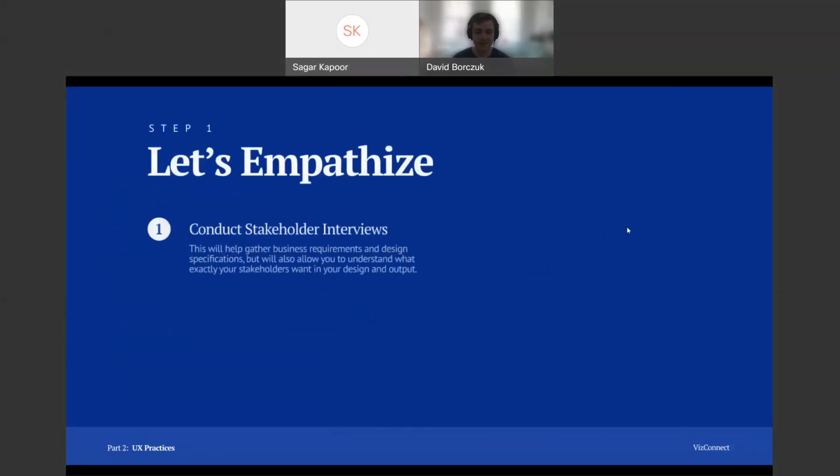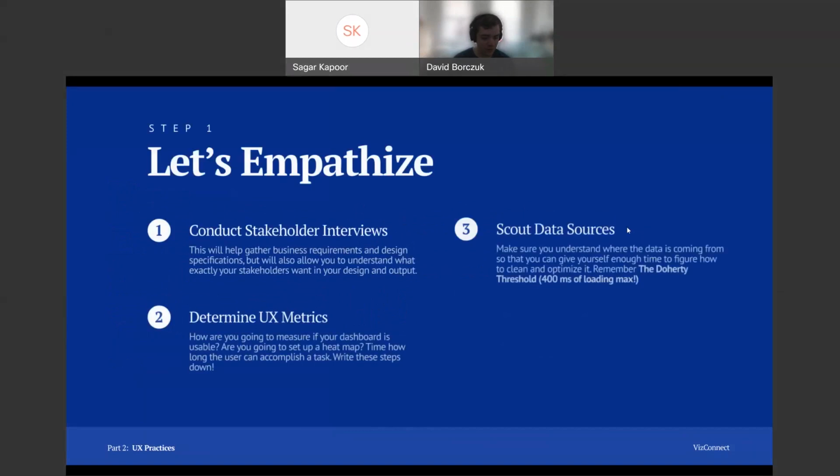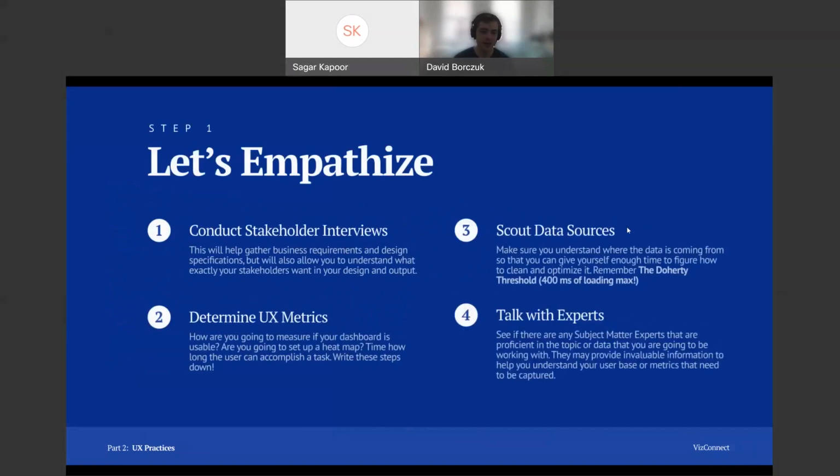So the first step is we want to empathize, and there's 4 main components that I want to talk about here. The first is to conduct stakeholder interviews, and I'm sure a lot of you already do this who are building dashboards for clients or people at your job. So this will help you kind of gather those business requirements and figure out what the user is interested in and what type of designs they're interested in. That's 100%, you need to do that in order to actually build what you need to build.